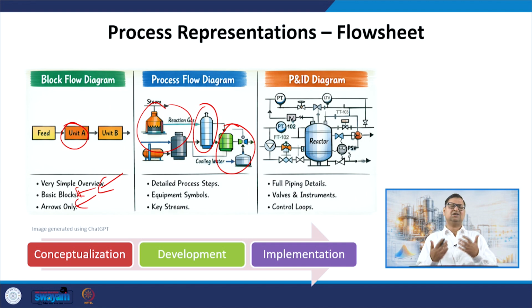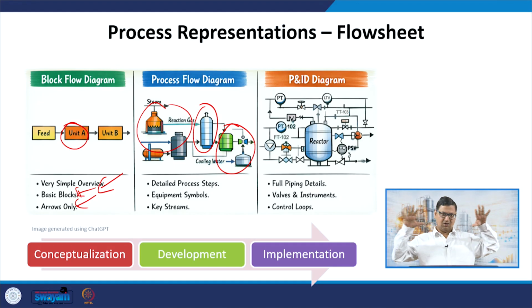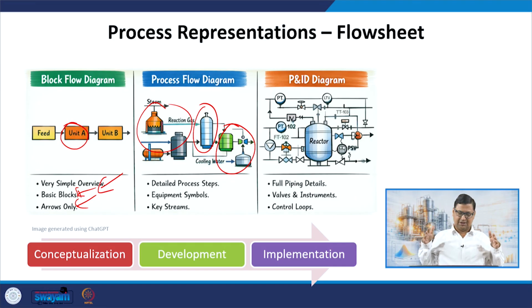And when that is done, what one gets is a process flow diagram, right? And again, going back to the example of visiting as a summer intern, once you have figured out what is going on in a part of a chemical plant or the overall chemical plant, now you want to focus on the details of that.